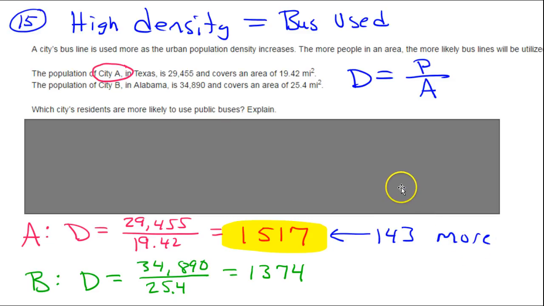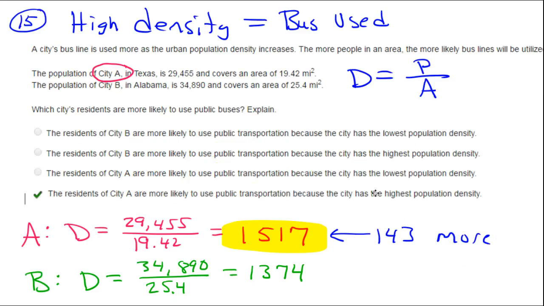Okay, let's do the final reveal. Alright, the residents of City A are more likely to use the public transportation because the city has the highest population density. Okay, just as we suspected.